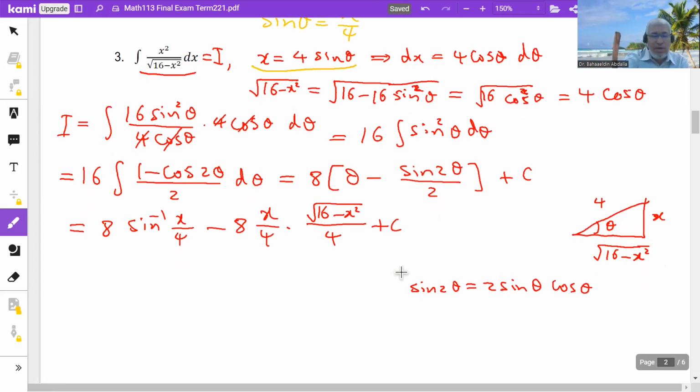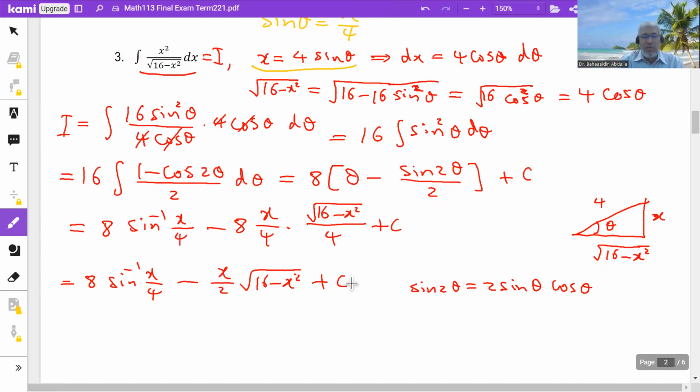You can leave it like this, or you can write it 8 sine inverse x over 4 minus 8 over 4 is 2, and 2 over 4 is 2. So in fact, I have x over 2 square root of 16 minus x squared plus c. And this would be the final answer.